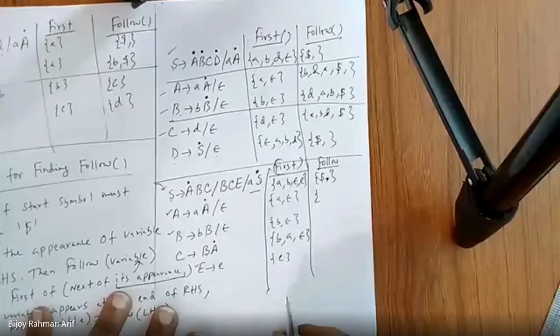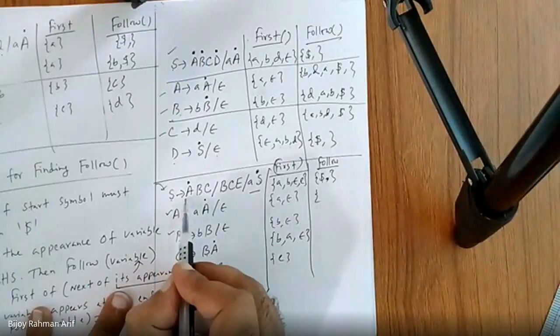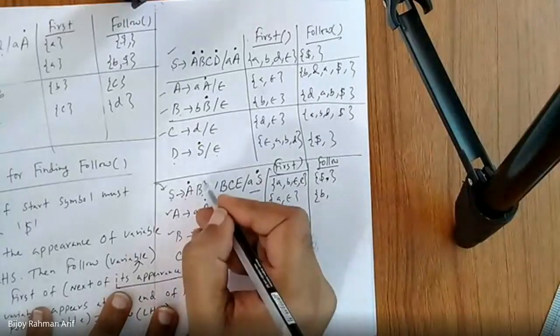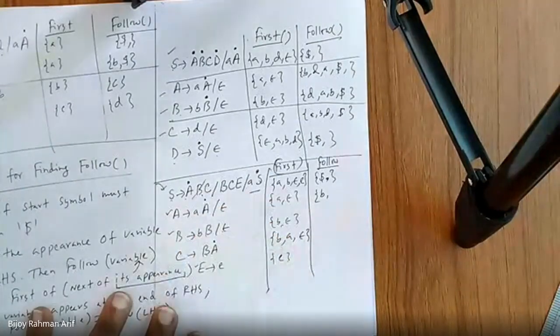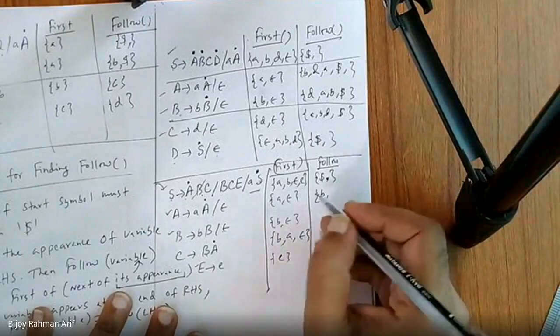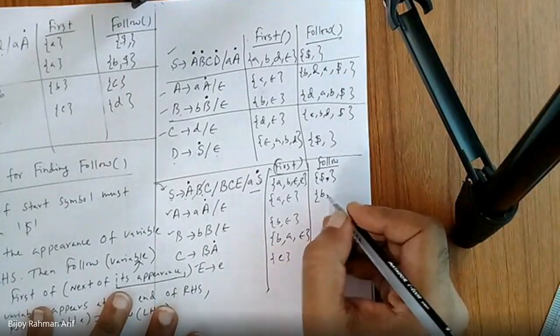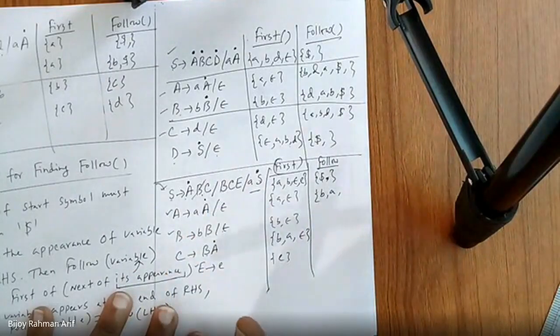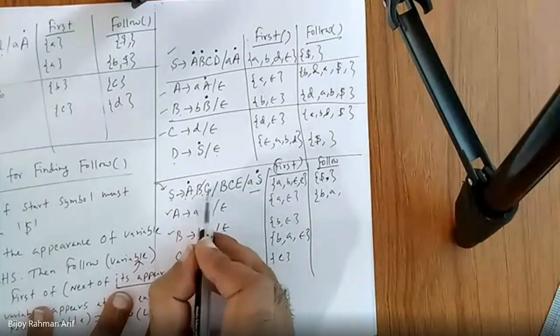It appears A here, appears here. Then what happened? Follow of A is nothing but first of B. First of B is what? B. If you put epsilon, this one is crossed out, vanished. So C appears. What is first of C? First of C is nothing but BA and epsilon. Then put A, then epsilon, it does not take anything. C appears at the end.